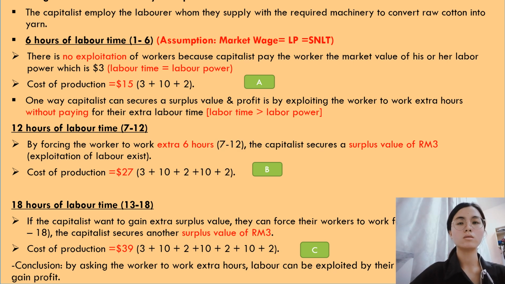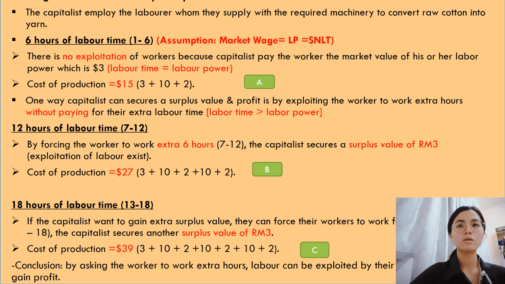Employer pays workers RM3, assuming market wage equal to labor power and equal to SNLT. There is no exploitation of workers because capitalists pay the workers the market value of their labor power, which is RM3, where labor time equals labor power. The total money cost of production of yarn is RM15, which is a normal profit. RM3 is for the labor power, RM10 is for the cotton, and RM2 is for the machine.